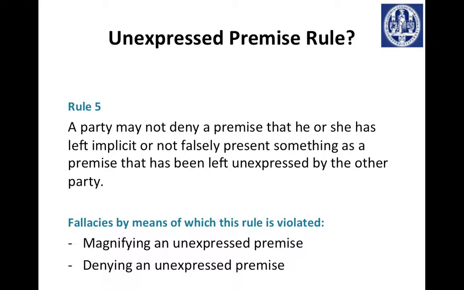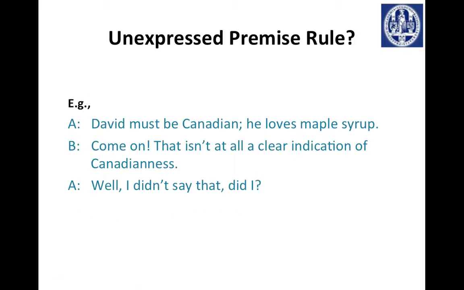So one example of this last possible fallacy here, we have here a discussion between A and B, again, very original. And A says David must be Canadian and gives an argument for it. He loves maple syrup. Now B says, come on, that isn't at all a clear indication of Canadianness. And I'm not sure whether this is actually a real word, but please bear with me. Then A replies with, well, I didn't say that, did I? And technically speaking, A didn't say it, didn't literally say it, but if you use the modus ponens here, he is definitely committed to it.